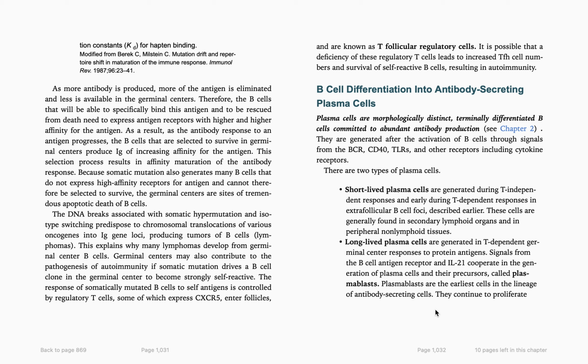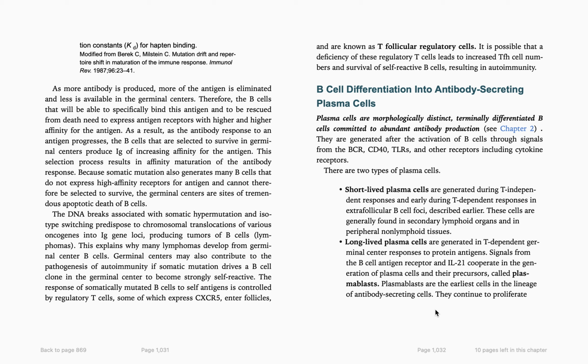The germinal centers are sites of tremendous apoptotic death of B cells. DNA breaks associated with somatic hypermutation and isotype switching predispose to chromosomal translocation of various oncogenes into Ig gene loci, producing tumors of B cells, lymphomas. This explains why many lymphomas develop from germinal center B cells. The germinal center may also contribute to the pathogenesis of autoimmunity if somatic mutation drives a B cell clone in the germinal center to become strongly self-reactive.